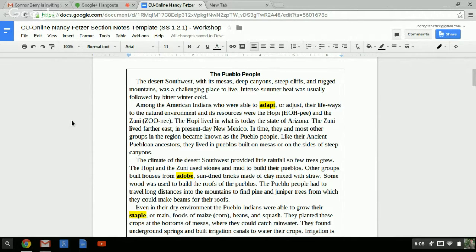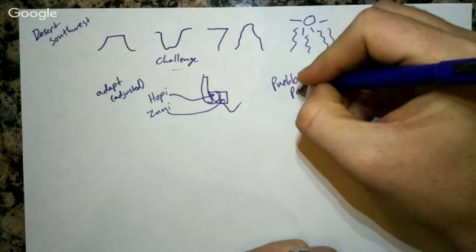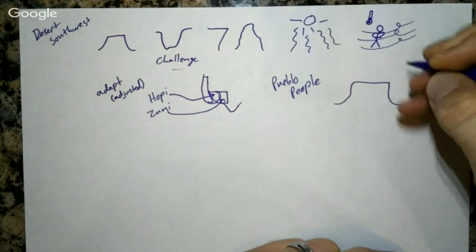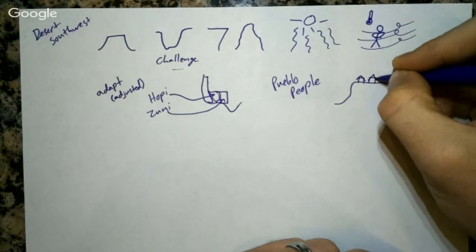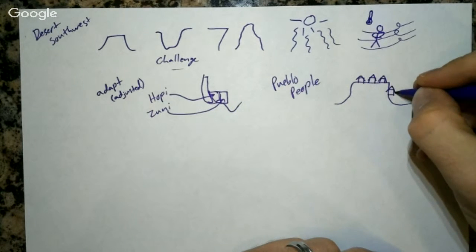Like their ancient Puebloan ancestors, they lived in pueblos built onto mesas or on the sides of steep canyons. So they are known as the what? They are known as the Pueblo people. Pueblo people. And where did they build their houses? Well, it said that mesa again. So I'm going to go ahead and put a few houses on top of a mesa, and also a house sort of hanging off the side of a cliff.